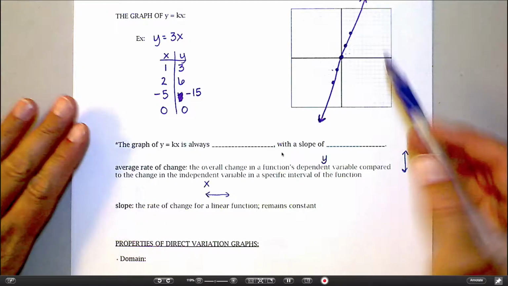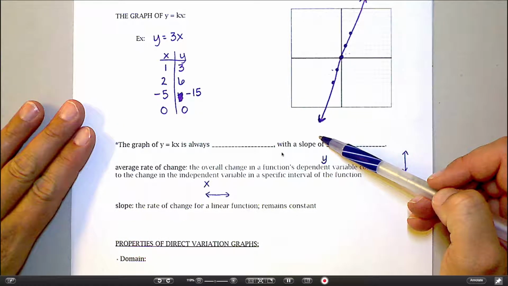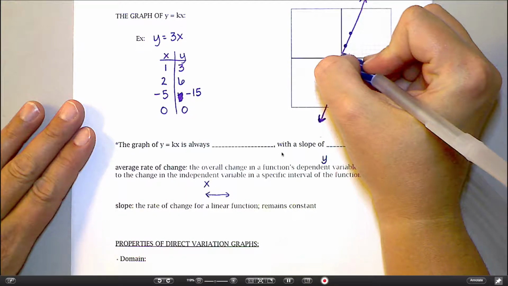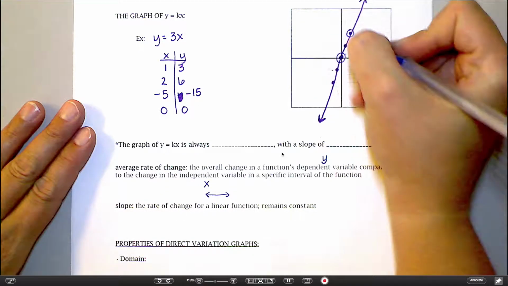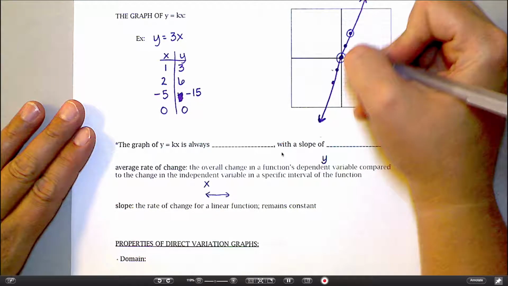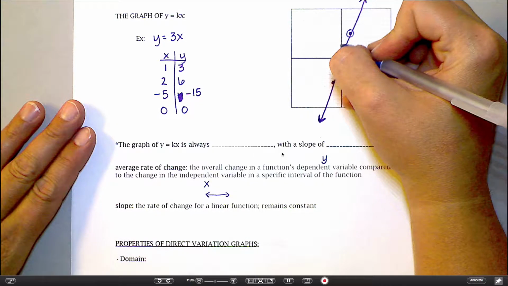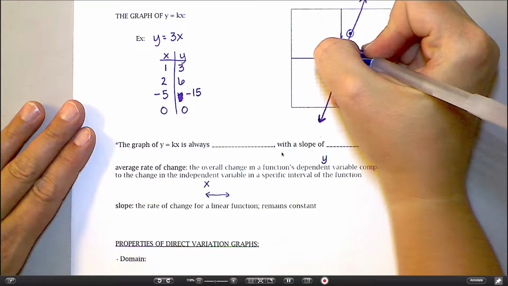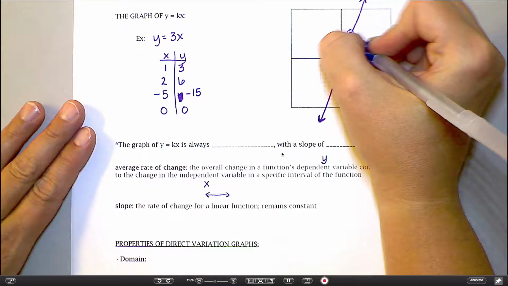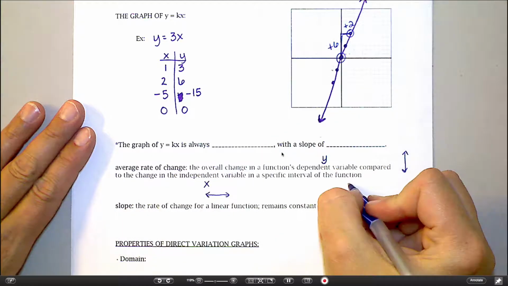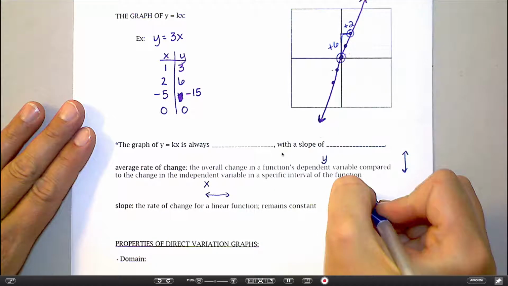Now, if I was to do rate of change on this particular graph, I would pick any 2 points that I want. So let's say this point and this point, any 2. And I would say, well, in that distance, I went up by 6. Okay, so I increased by 6 over a distance of 2 units on the x-axis. So my rate of change would be 6 over 2, which is just 3.